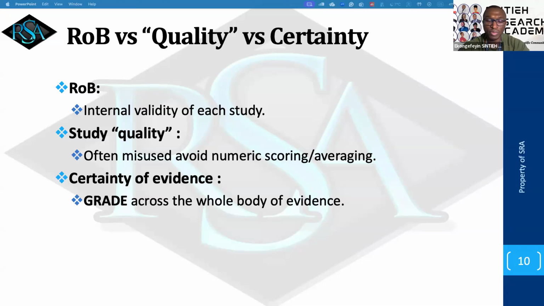Now, at the end of your systematic review, there's a great guideline that says, okay, this evidence is good evidence, it's poor evidence, and the rest. And so that's done at the end. So that's what we refer to as certainty of evidence. But we're going to look at this in another lecture.